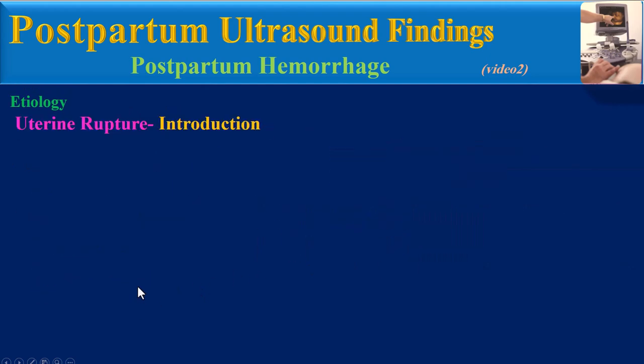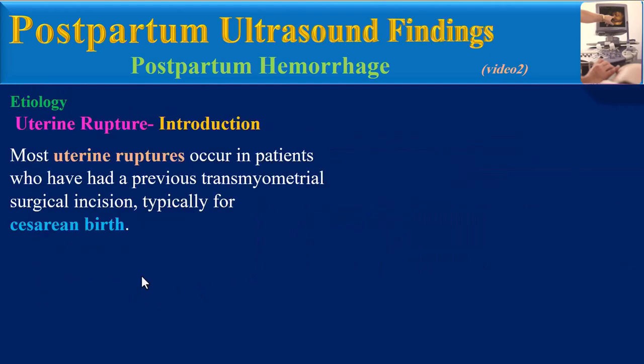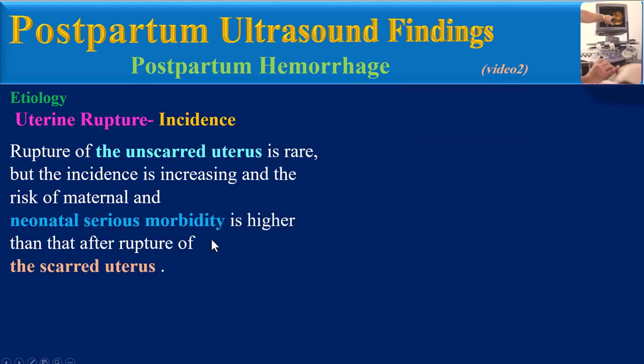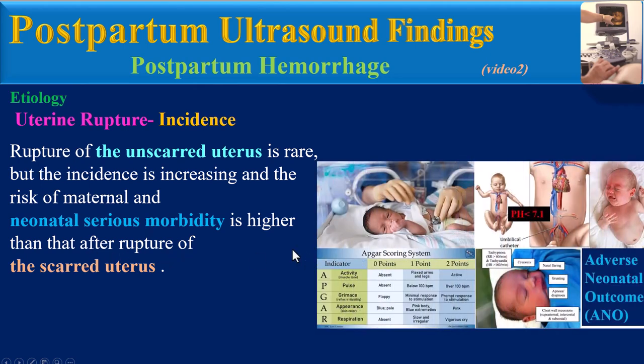Uterine rupture. Most uterine ruptures occur in patients who have had a previous transmyometrial surgical incision, typically for cesarean births. Rupture of the unscarred uterus is rare, but the incidence is increasing and the risk of serious maternal and neonatal morbidity is higher than that after rupture of the scarred uterus.